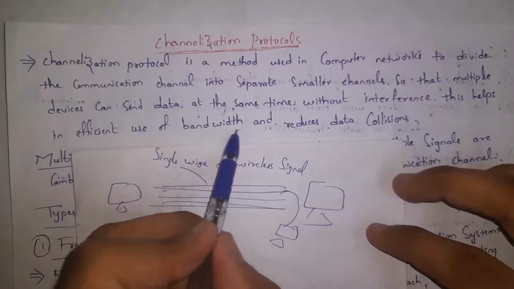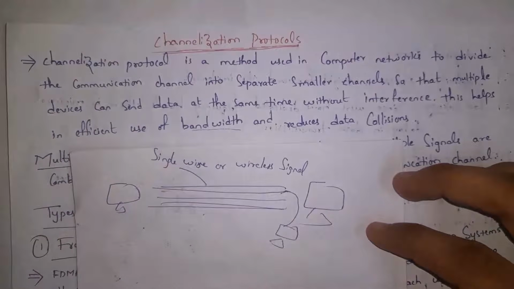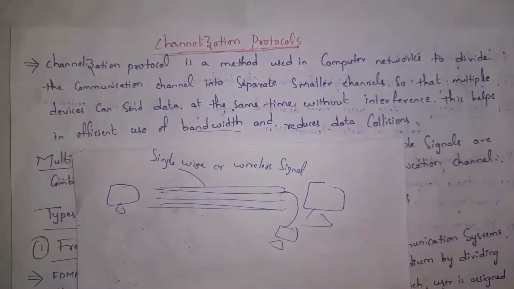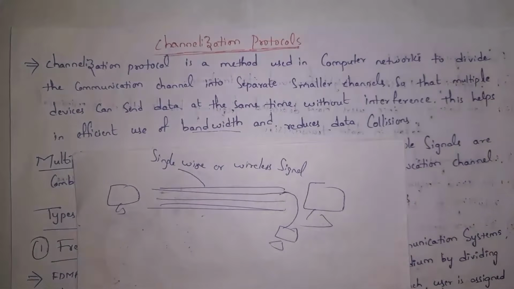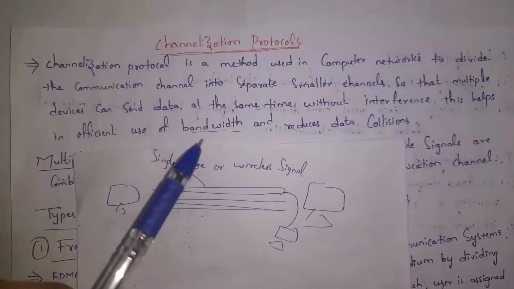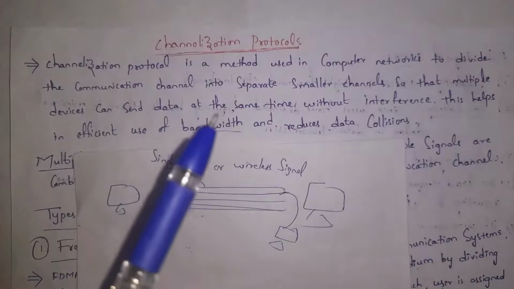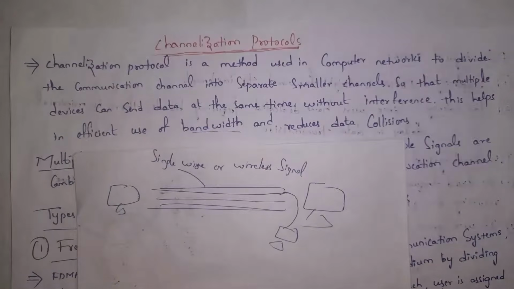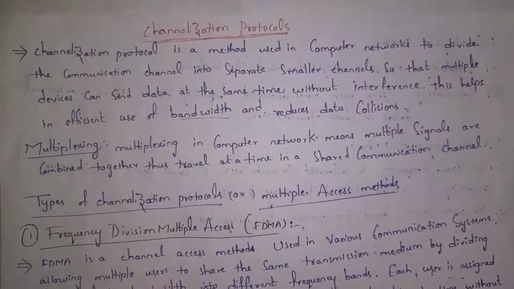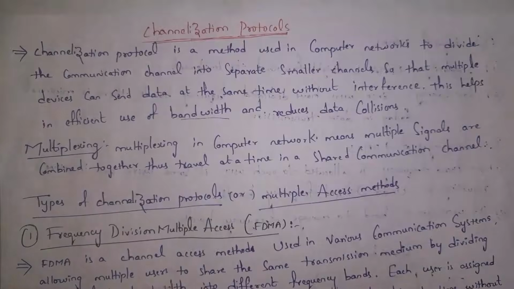Guys, bandwidth is nothing but how much data can travel per second in a communication channel. So in channelization protocols, all users can send data at the same time. So a lot of data will travel in the network at the same time, and there will not be any bandwidth wastage. Even though multiple users send data at the same time, collision will not occur. The channelization protocols use multiplexing. Multiplexing means in a single communication channel, as each user gets one separate small channel, multiple users can send multiple signals at the same time. This is the meaning of multiplexing.